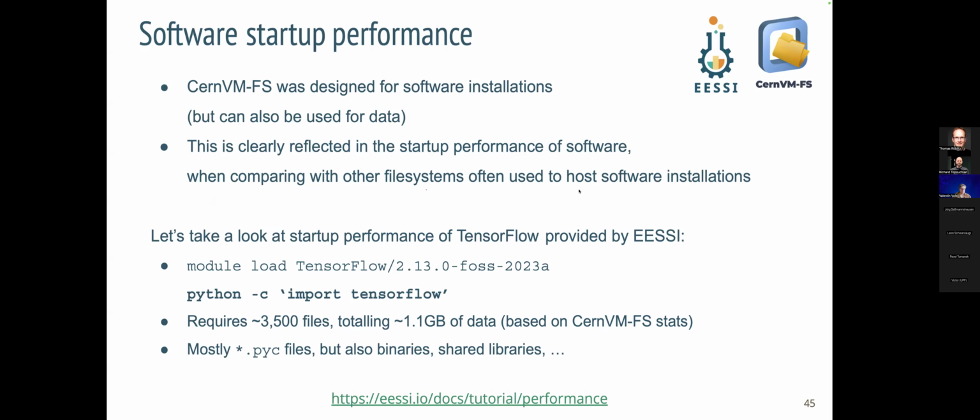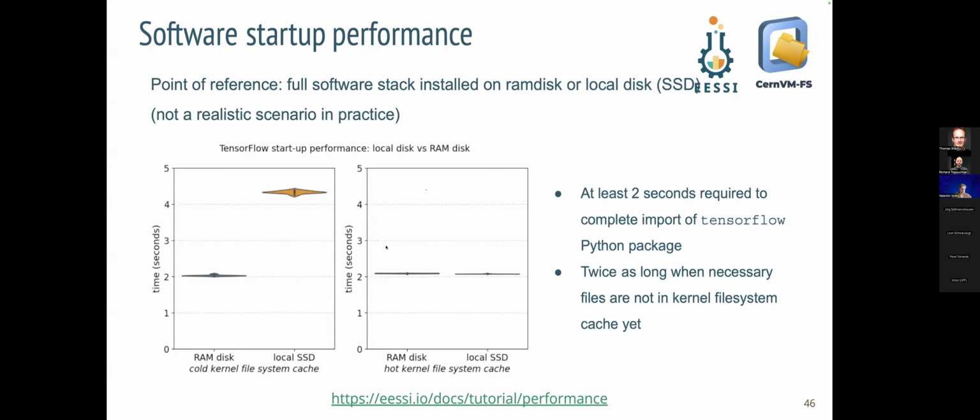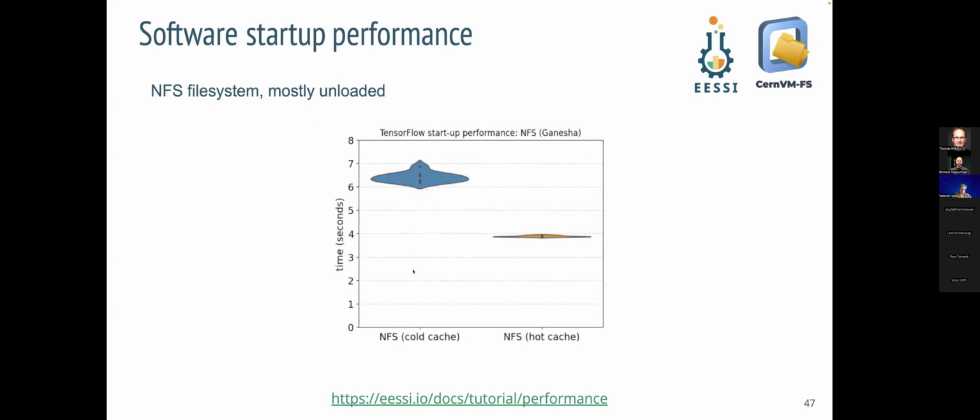So right, I've mentioned before that one of the worst cases for CVM-FS is a package like TensorFlow that really loads a lot of small files and actually takes 1 GB of data to load it. It's a bit bad, and you can see that even on a RAM disk, right, it takes 2 seconds to load, and on local SSD, it takes even longer. But then if you populate the kernel page cache, it's around 2 seconds.